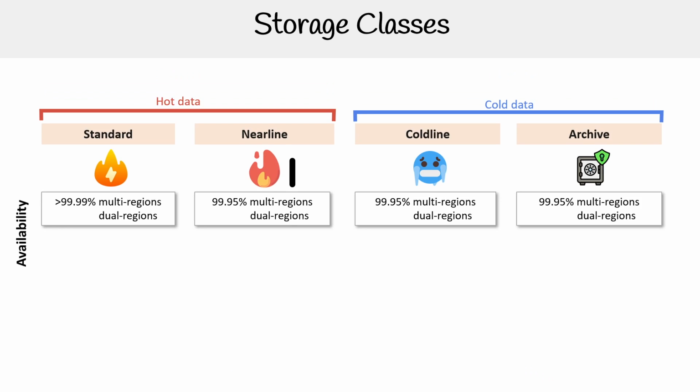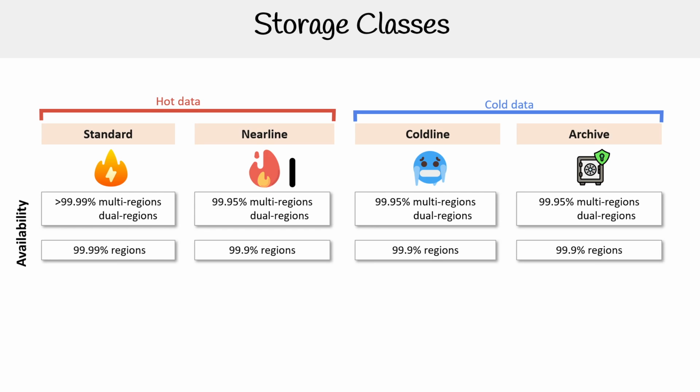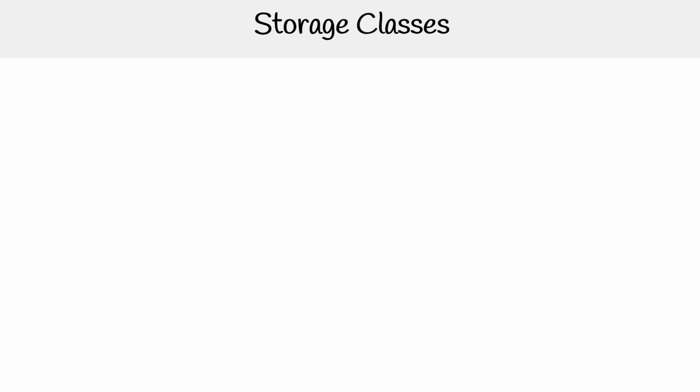In terms of availability, you're going to have 99.99% availability, multi-region, dual region for standard, and the rest is going to be 99.95. In terms of regions, for standard, you get 99.99, and the nearline, 99.9, and the rest, 99.9. And we should get an annual durability of 11 nines across the board.